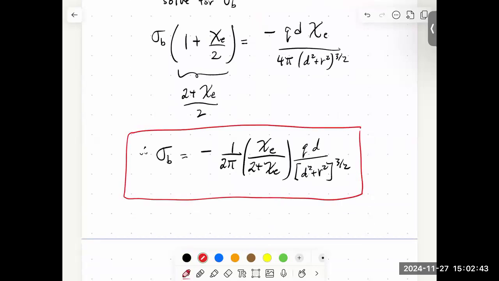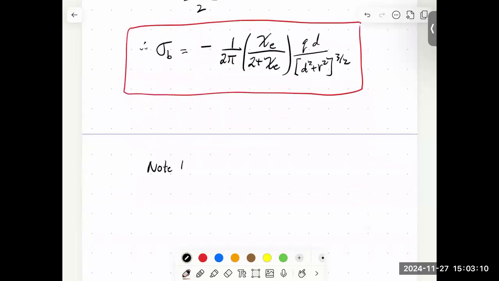Some of the features that we were expecting: if R is equal to 0, that's where sigma is the largest, and that's right beneath the point charge. If R goes out to infinity, far away from where that point charge is, then this bound charge density goes to 0. So that all makes sense.